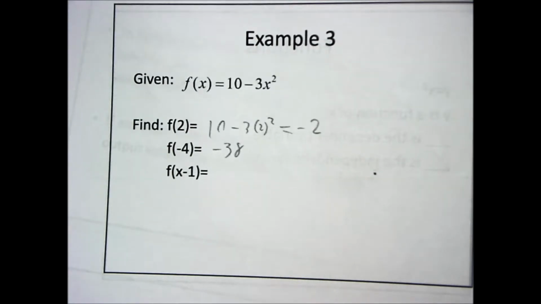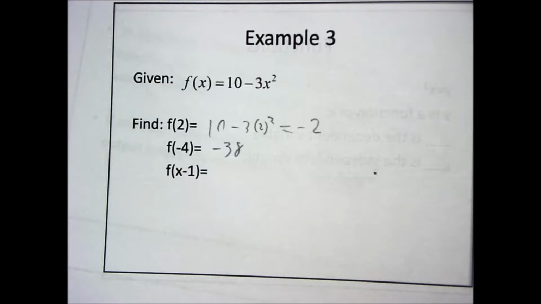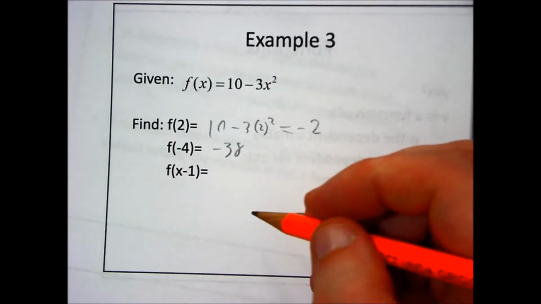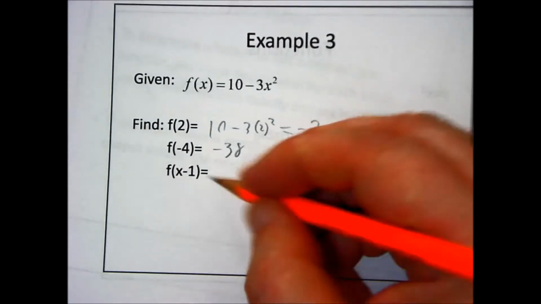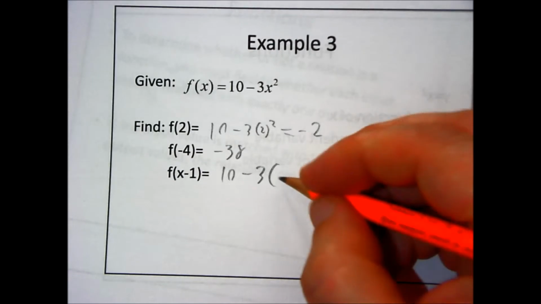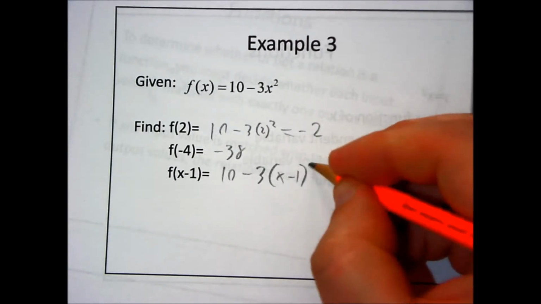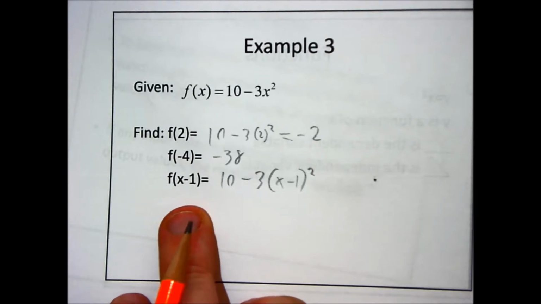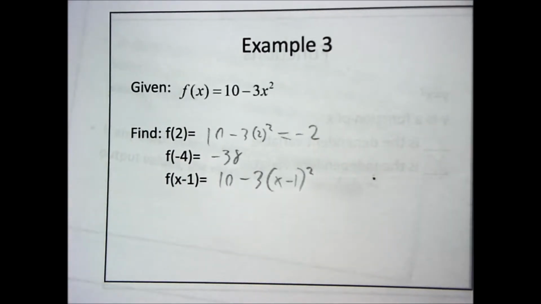What about the next one? What do I have to do for this one? Get the x on its own. Yeah, plug it in. You're not actually going to get the x on its own. You're going to create a function for this. You're not going to be able to solve it. Because this is f of x minus 1 is equal to 10 minus 3 times x minus 1 squared. So I don't have a number over here. I'm not going to be able to solve this for anything. It's just going to generate a new function.